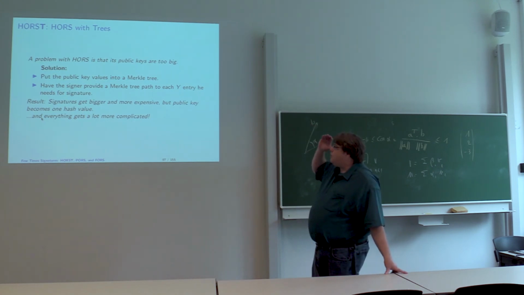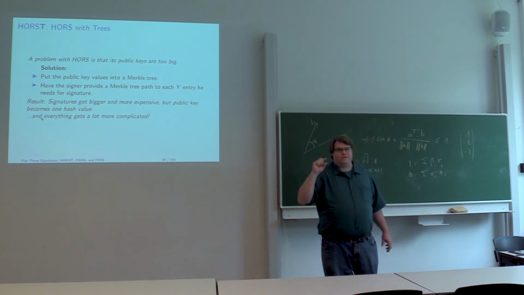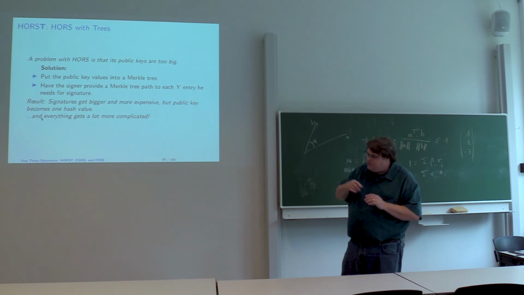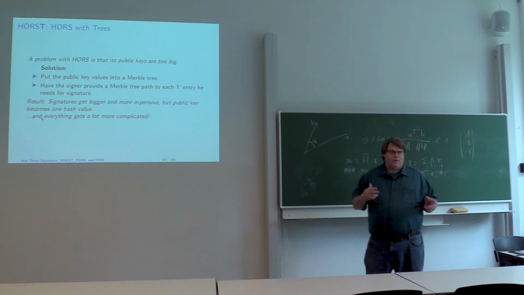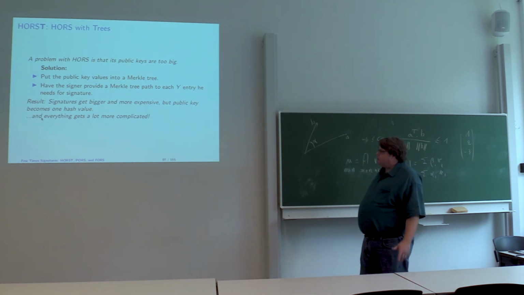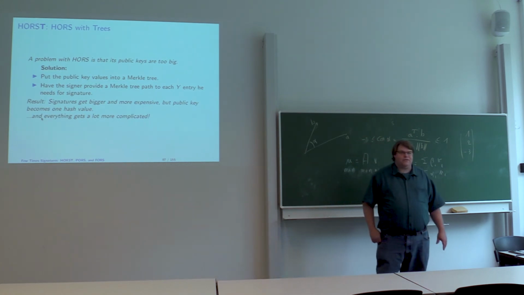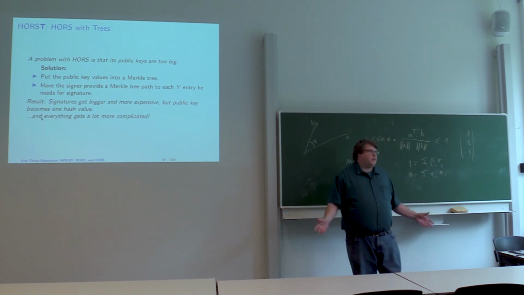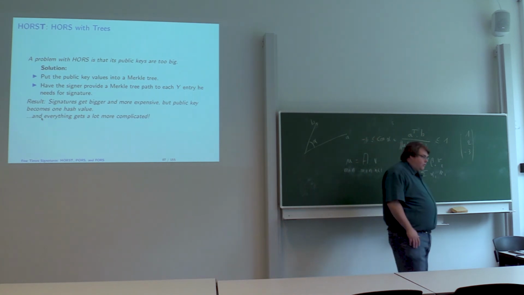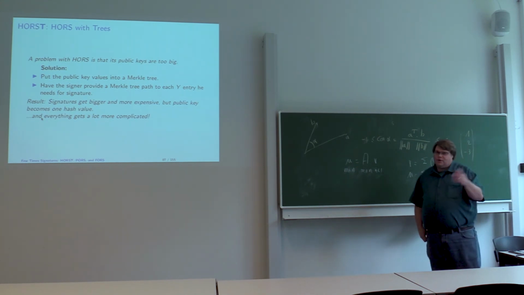We're just going to say, what if we put those public values into a Merkle tree, and then for each component of the signature, we would have to also provide a Merkle tree path to prove that the value is in our list. Okay, so if we did that, we would have a bigger, more expensive signature scheme, but the public key, instead of being 2 to the 16 hash values, is going to be 1 hash value. Okay, so that's pretty useful. But once again, this is one of those places where the simple scheme gets more complicated in order to make it more practical.